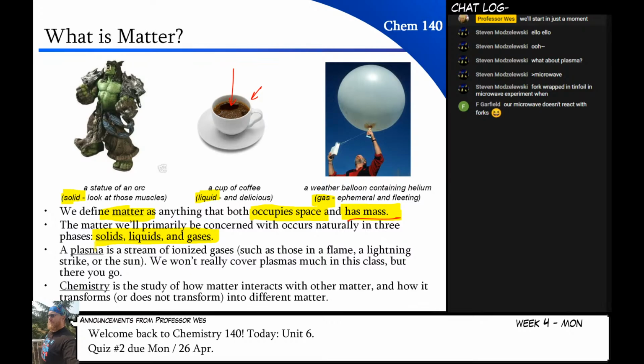Now, why do we care about how phases interact and behave? Well, that's actually all we care about. Chemistry is defined as how matter interacts with other matter. Whether it does transform or not is of great interest to us.